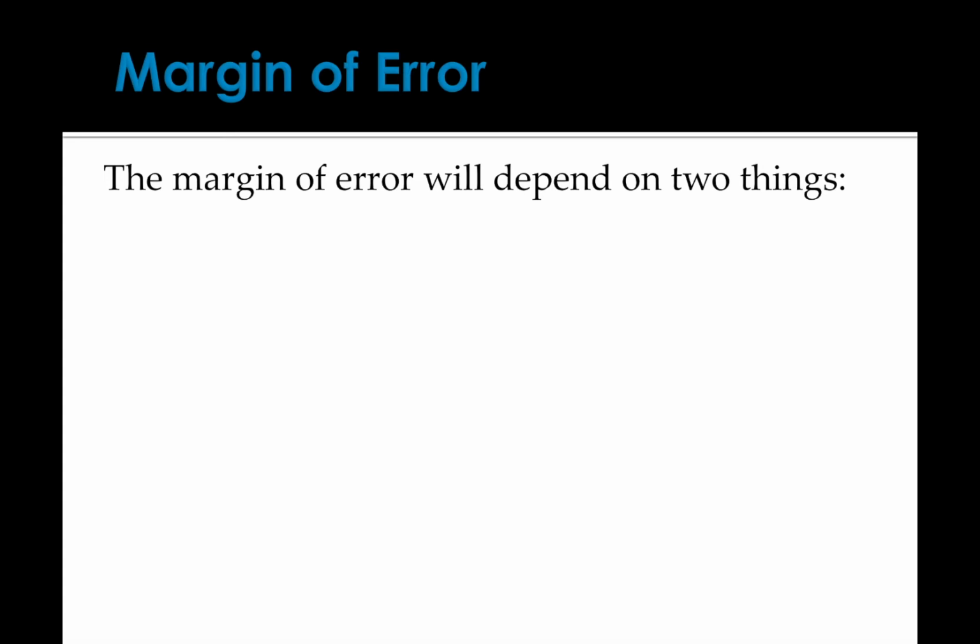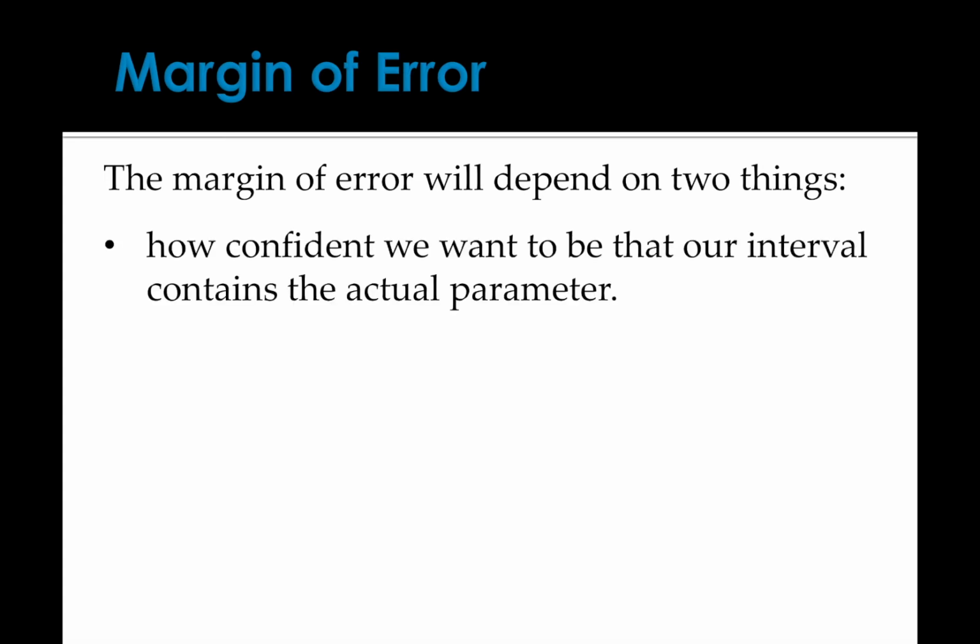So that margin of error is going to depend on two things. The first thing is how confident we want to be that our interval contains the actual parameter. Okay, we would really like our interval to contain the true population mean, all right, but how confident do we want to be? Okay, so we gave the interval 104 to 120, and I said maybe I might be 95% confident about that. So what if I wanted to be 99% confident? Maybe I would need to give a wider interval. So if you want to be more confident, you have to throw a wider net to make sure that you catch the true population mean.